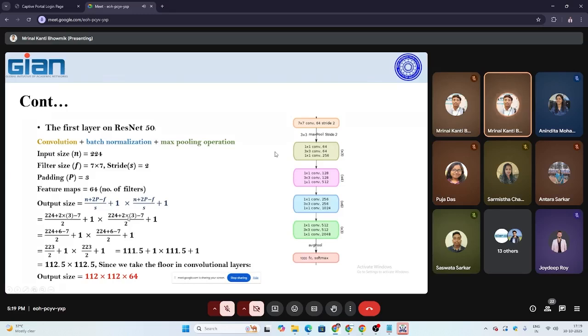The output size will decrease in each layer. Here it comes to 112.5, and since we take the convolution layers as floor values, the output size will be 112 x 112 x 64. This is just an example. The input size can be anything. It can be 116. Here we have taken the input size as 224 x 224 with 3 channels, RGB.